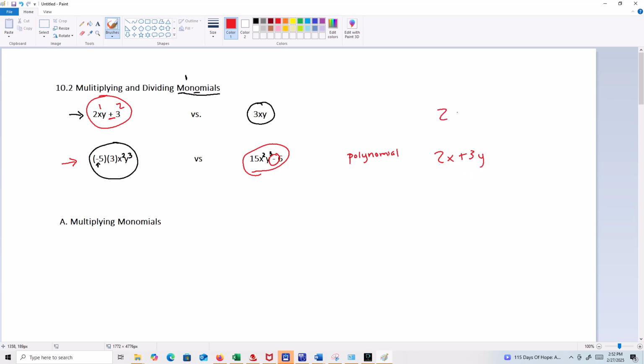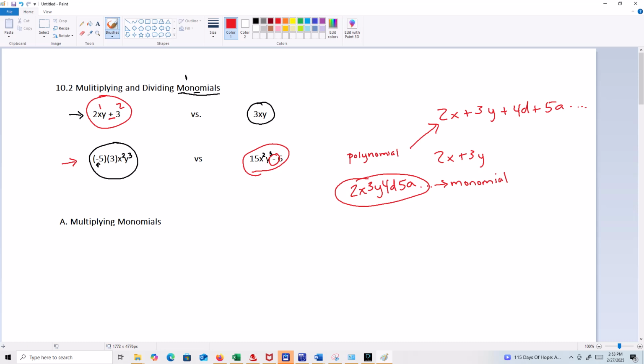If I had 2x plus 3y plus 4d plus 5a, that's a polynomial. Now, if I had 2x, 3y, 4d, 5a, and there is no addition or subtraction, this right here would be a monomial. All right, so you're simply looking for something where all the numbers are being multiplied or divided.